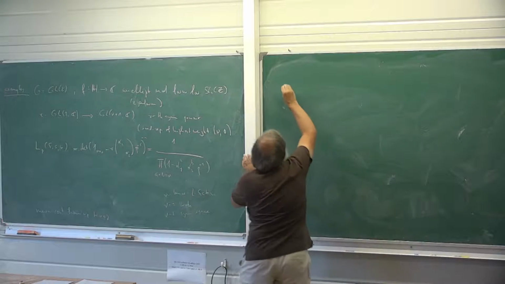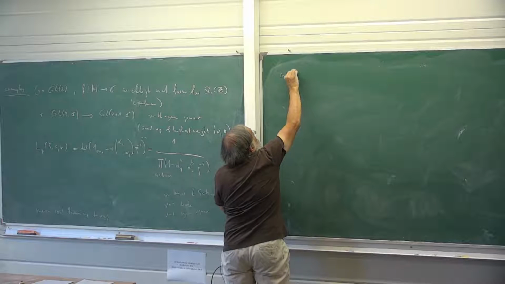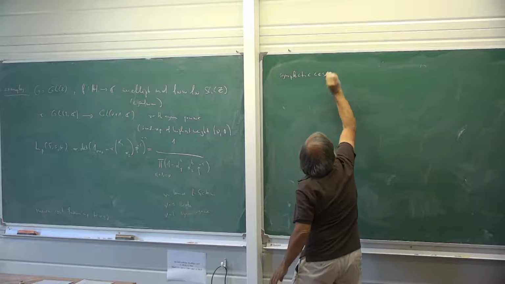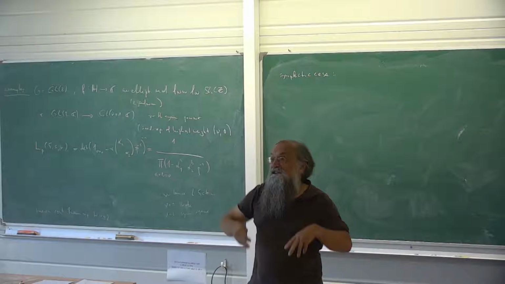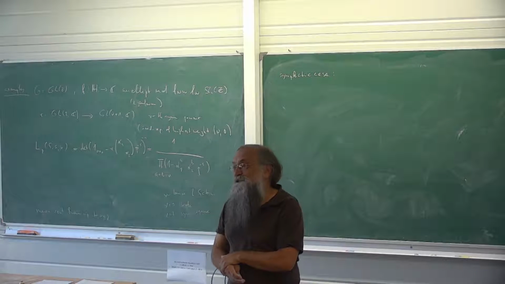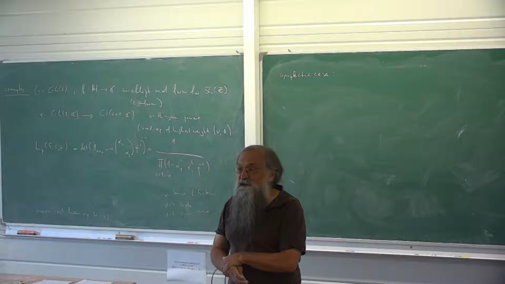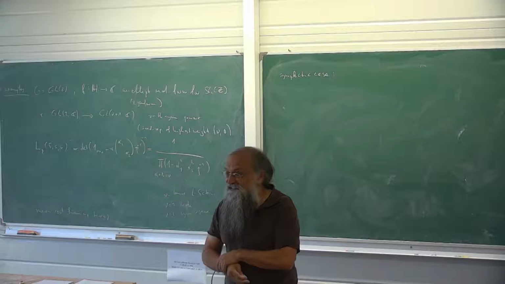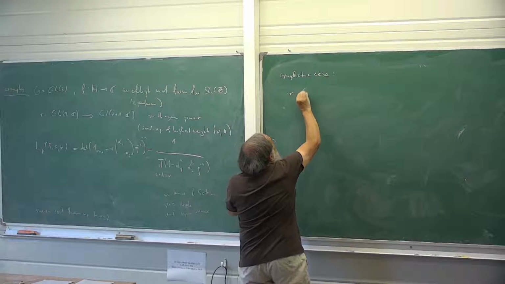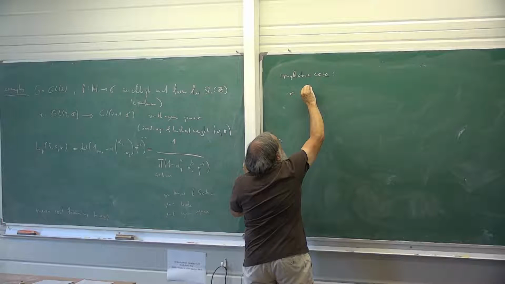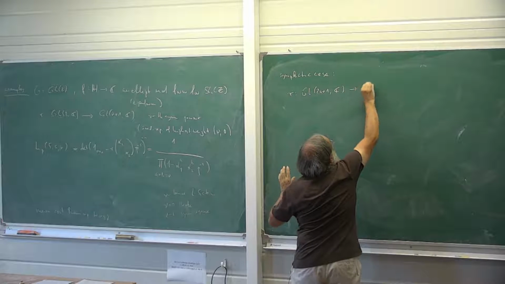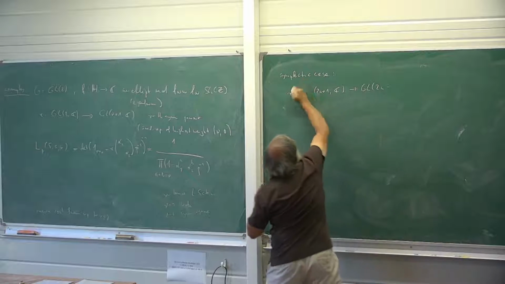And for the symplectic case, the situation is much worse. We just know something about one L function in general. And for this L function, the representation is the most stupid one which you can imagine. You just take the identity. So R will be SO, not GL.